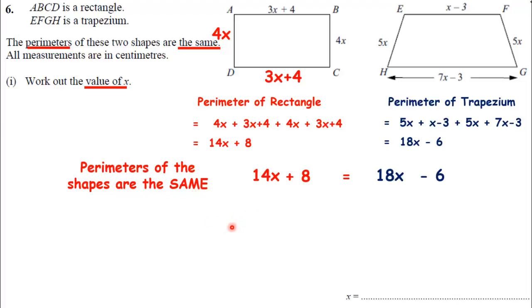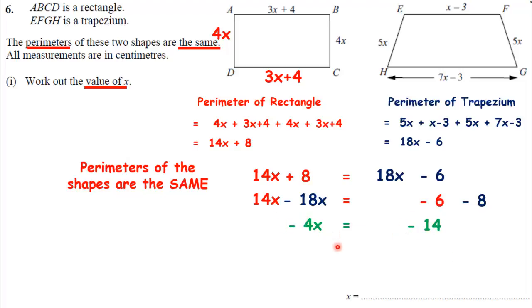I need to bring all the x's over to one side, so that 14x is going to stay put. I'm going to take away 18x. The minus 6 on the other side is going to stay put, and I'm going to take away 8 from that. Take that plus 8 across, and it becomes minus 8. 14x take away 18x is minus 4x. Minus 6 minus 8 is minus 14. And I need to do minus 14 divided by minus 4.